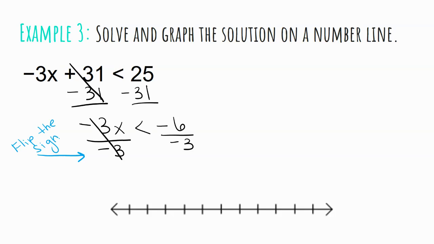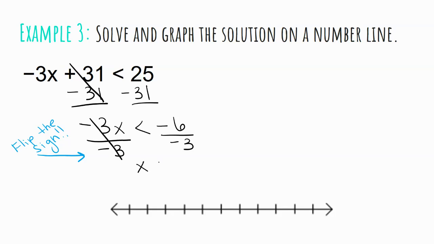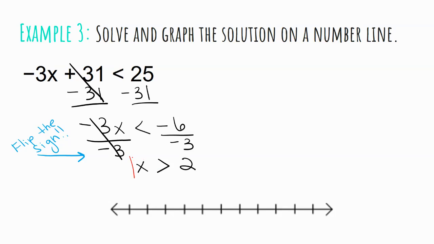So it's very important for you to recognize when you are multiplying and dividing by a negative, when to flip the sign, okay? So I'm going to end up with x is now greater than, because it was less than, now it's going to be greater than positive 2. Don't forget to box your answer.